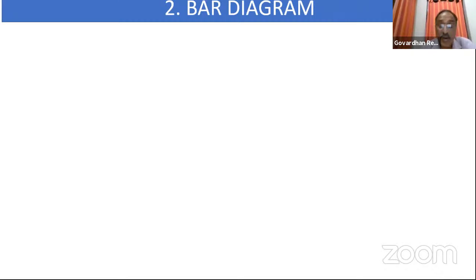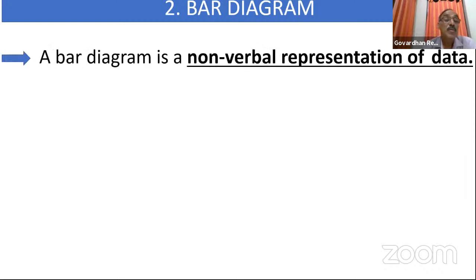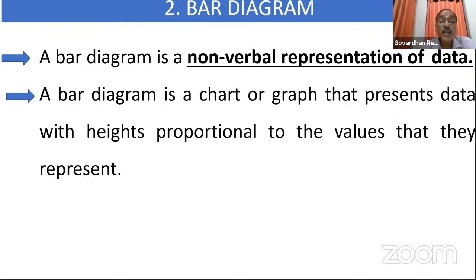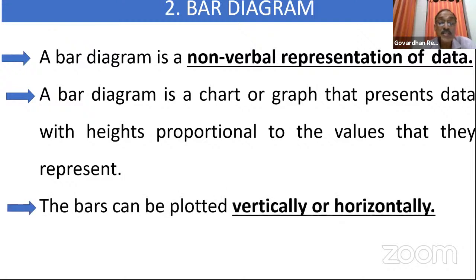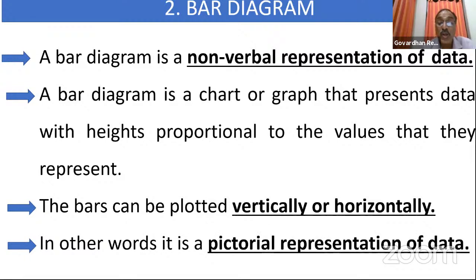Now, coming to the second one, the bar diagram. This is the second type of non-verbal information transfer. A bar diagram is a non-verbal representation of data. A bar diagram is a chart or a graph that presents data with heights proportional to the values that they represent. The bars can be plotted vertically or horizontally. You can find bar diagrams vertically from down to up, or from left to right horizontally. In other words, it's a pictorial representation of information.